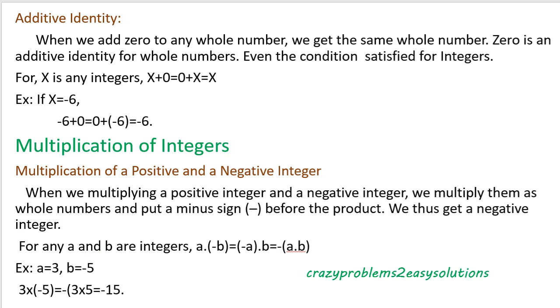Additive identity. When we add 0 to any whole number, we get the same whole number only. So 0 is the additive identity for whole numbers. The condition is satisfied for integers also. So x plus 0, 0 plus x, obviously we get x only. If you add any number to 0, you get the same number only.